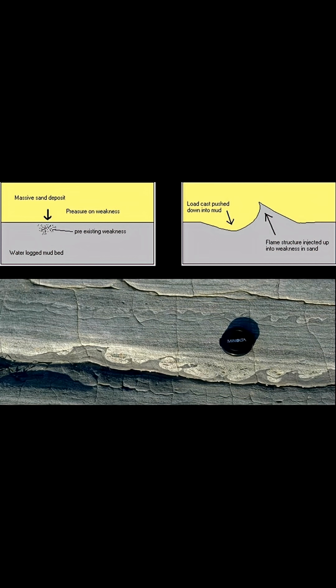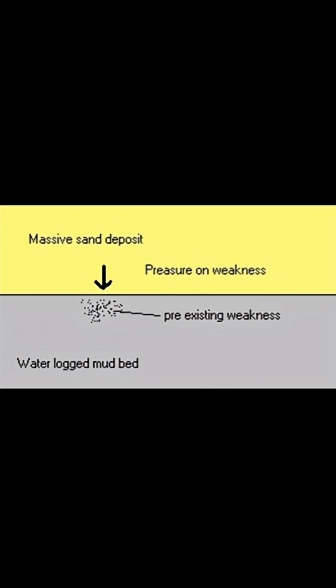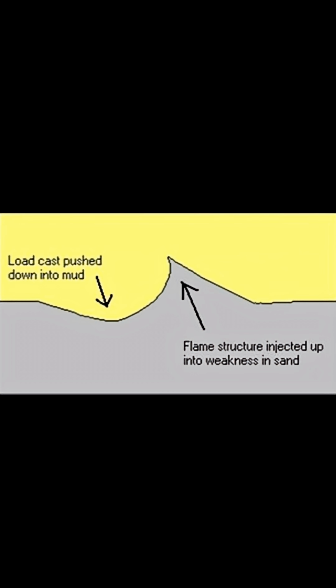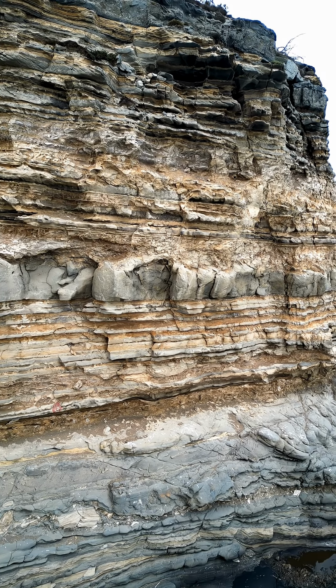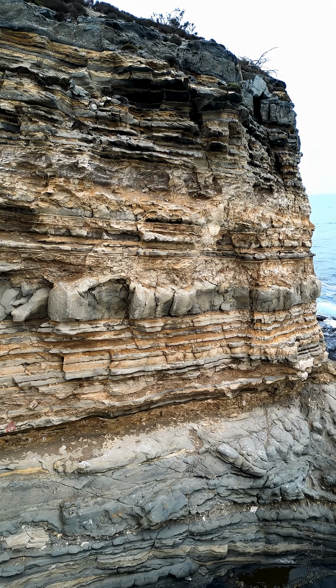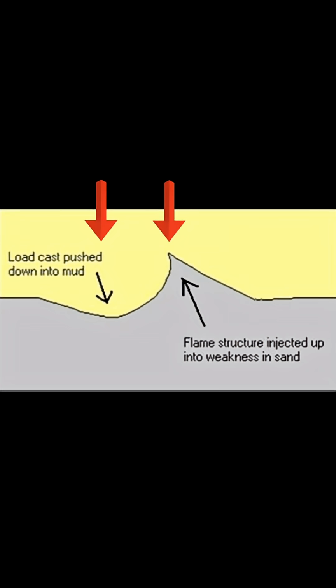So what's the geologic consensus then? It's from a pre-existing weak point on the lower layer, and then pressure from above pushes up the flame somehow. The first problem is that sediments settle very uniformly underwater. The second is that the pressure from above is also very uniform.